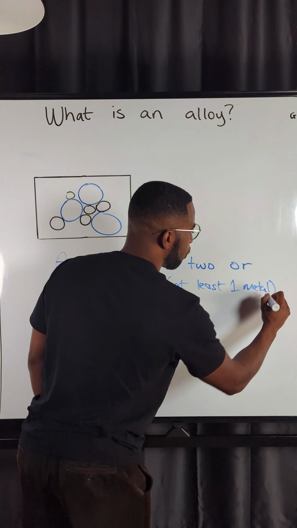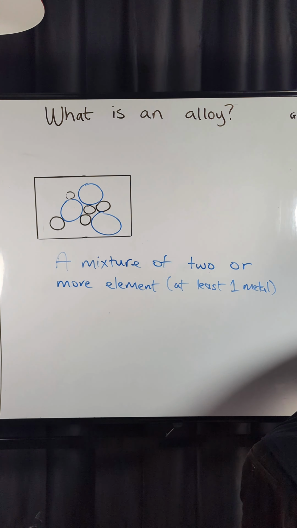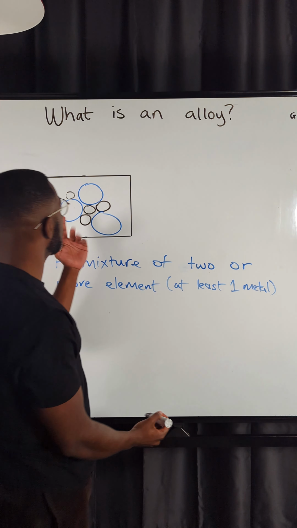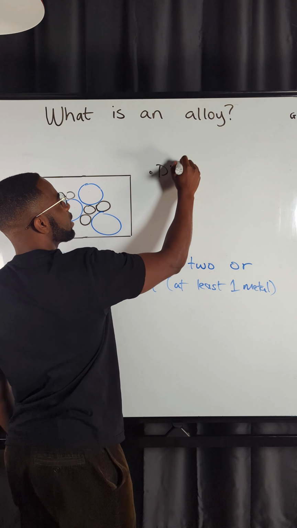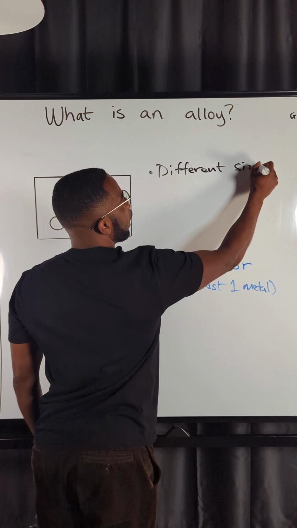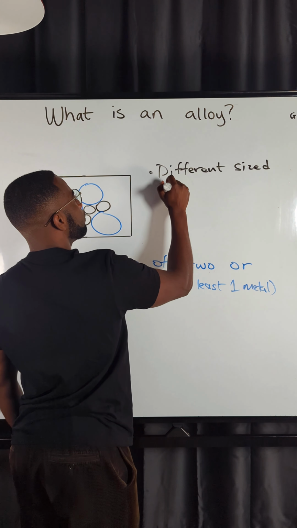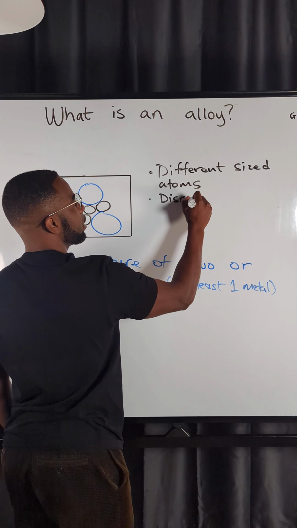And let's have a look at what makes them different to the metals we saw before. So I'm going to run away, get myself a black pen. And as you can see in our diagram over here, we have different sized atoms in the alloy. And we could see in the metal they're all the same. And what that does is it's going to disrupt the layers that we saw before.